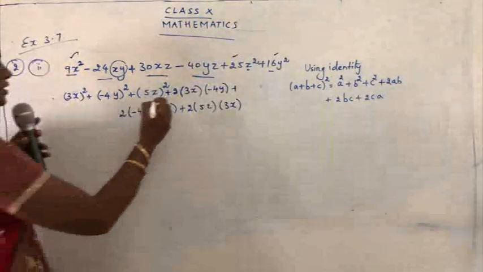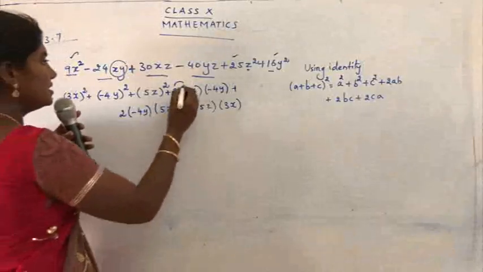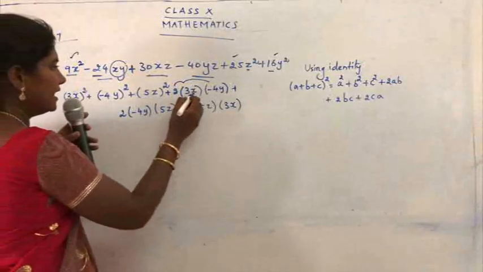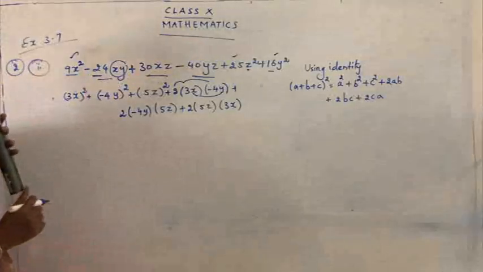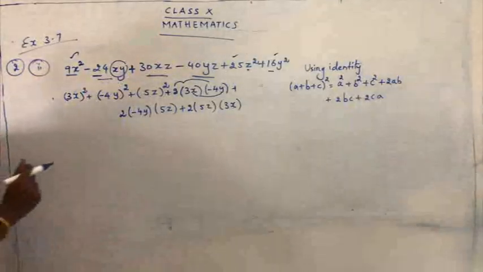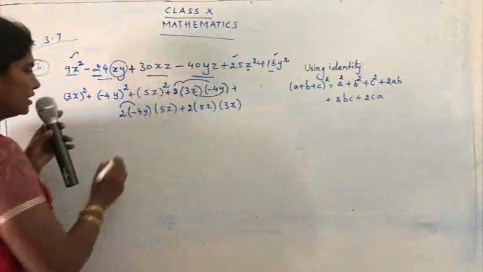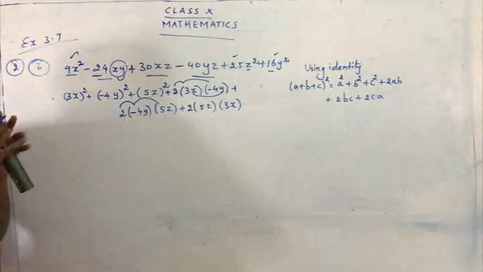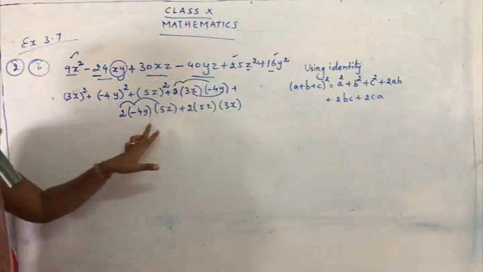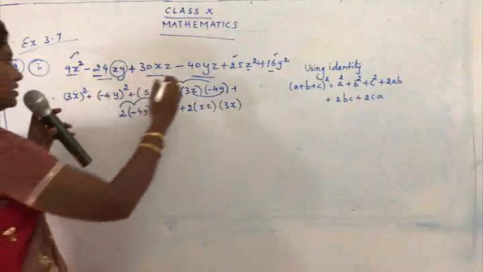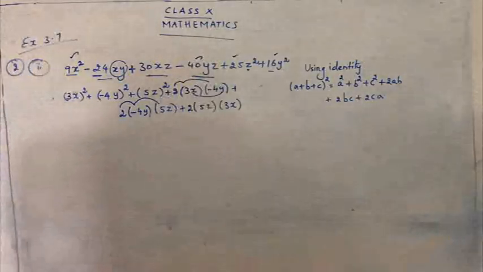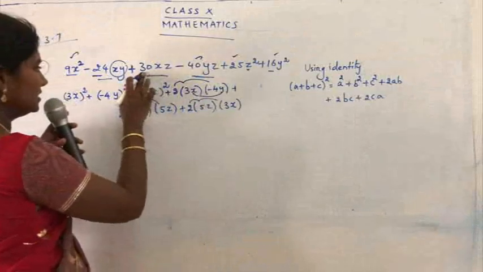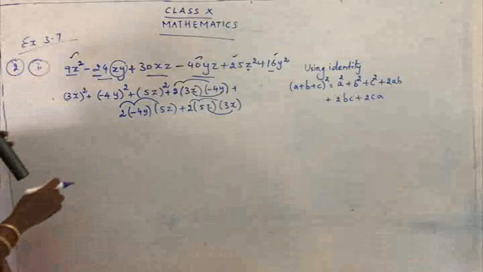Let's check the fourth term here. 2 into 3 is 6. 6 into minus 4 is minus 24. What are the variables here? x and y. So you get minus 24xy. Next, 2 into 4 is 8. 8 into 5 is 40. We have a minus sign over here, so you have minus 40, and the variables are y, z. So we have the term minus 40yz. Now one more term is left here. 2 fives are 10. 10 threes are 30. x and z is multiplied as xz.